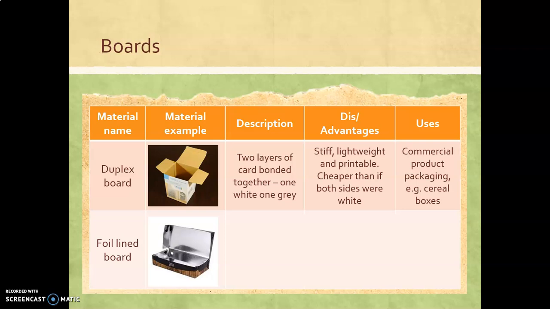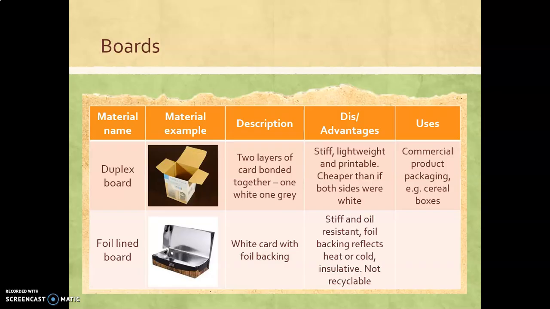And now we have foil lined board. This is a white card with a foil, a thin metal backing on it. It is stiff and oil resistant, and the purpose of the metal layer is to reflect either heat or cold back to the food product. So it is insulative. It acts as insulation. However, because of the metal layer, it is not recyclable, because you would have to separate the 2 layers before you could recycle it, which most companies will not do.